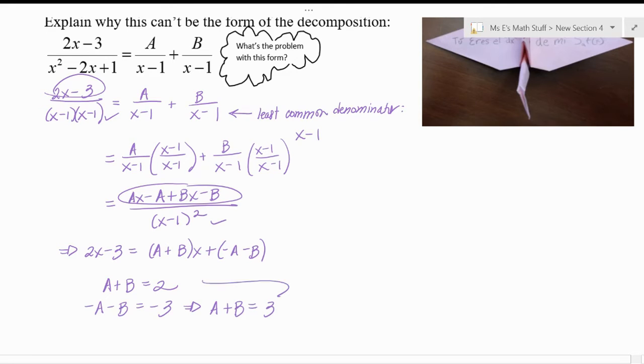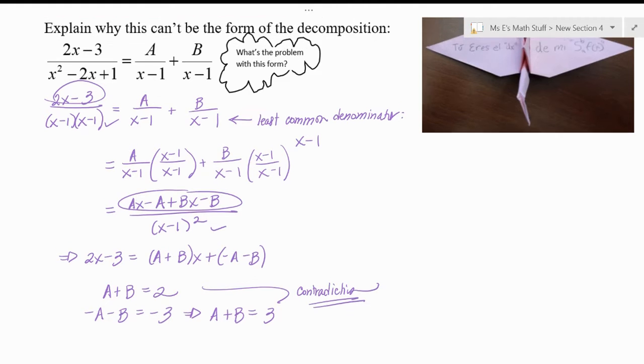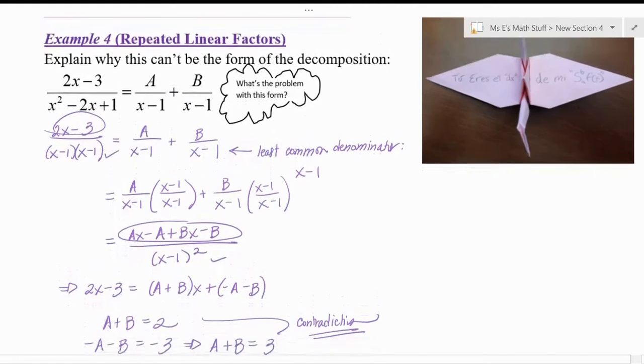And so you have this contradiction here. Unless you want to go back and teach all the kindergartners that 2 and 3 are actually the same number. Anyway, so you're going to run into problems if that's the form. So there you go. That's the long answer.